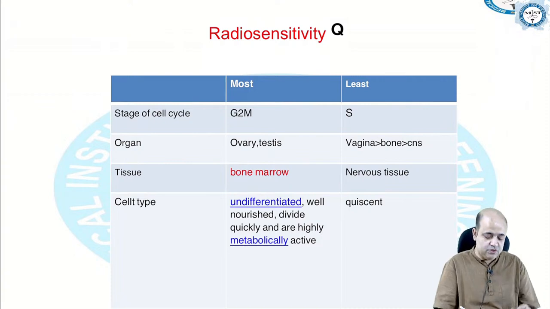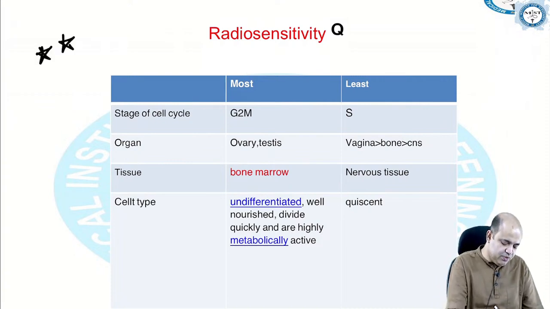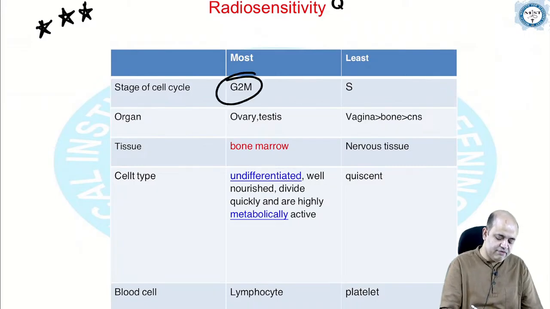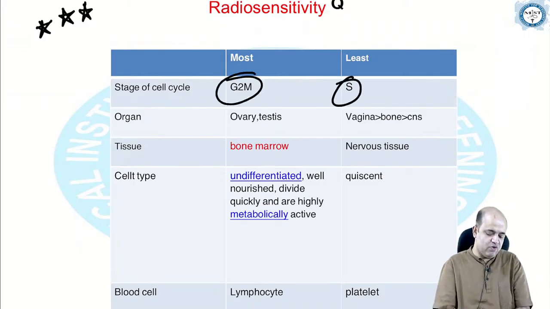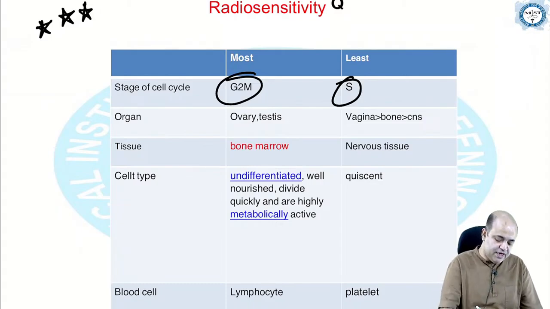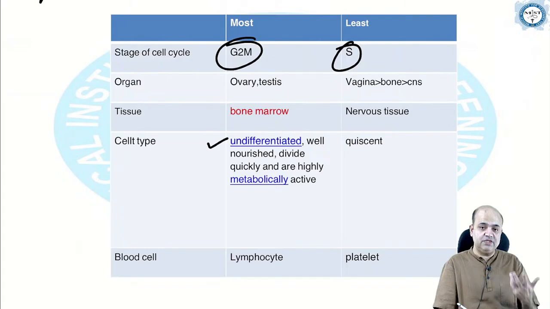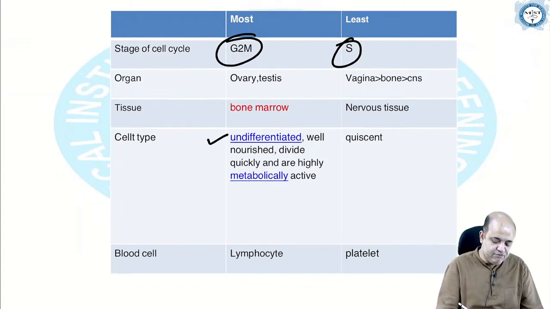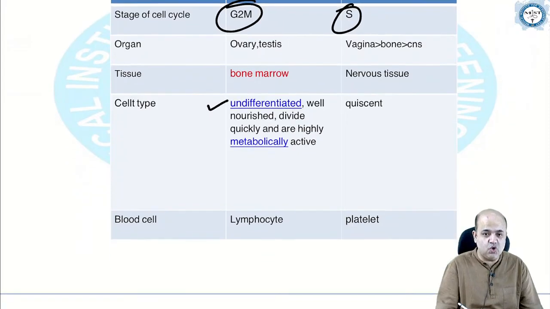Radiosensitivity of the tumor also. These are the tables that you need to revise just before the exam. G2M is the most sensitive, S is the least sensitive. Organs we already know: ovary and testes. Vagina, bone and CNS is least. In bone marrow, undifferentiated dividing cells are radiosensitive, mature cells and quiescent cells are not, and lymphocyte is radiosensitive, platelet is not radiosensitive.